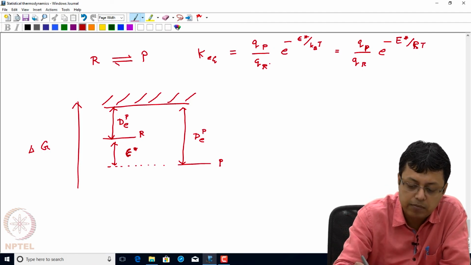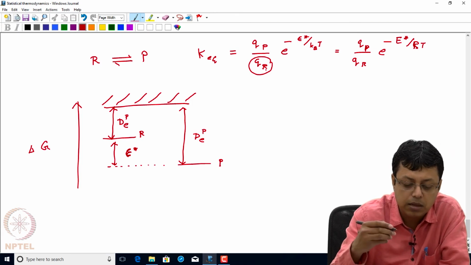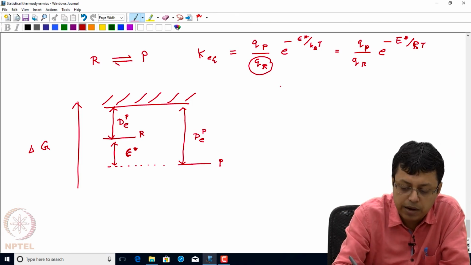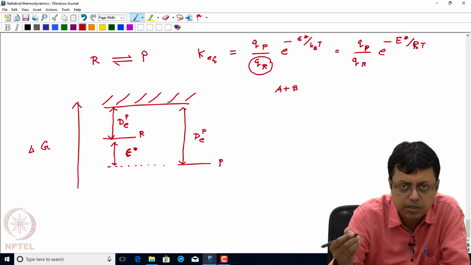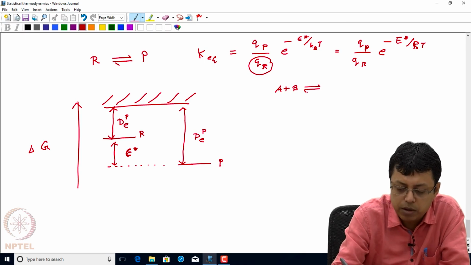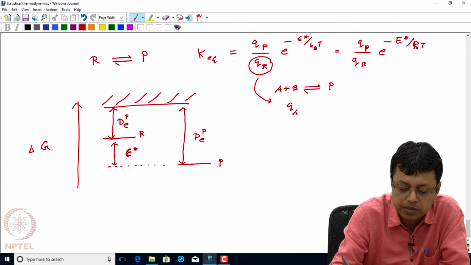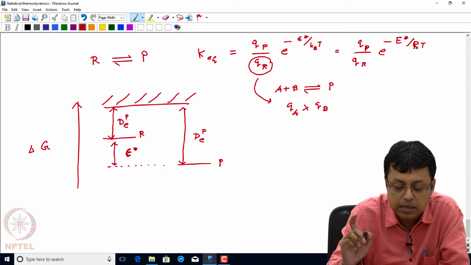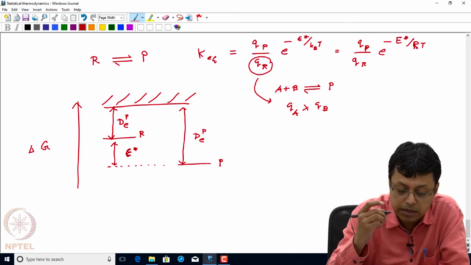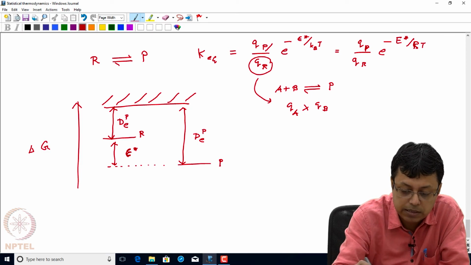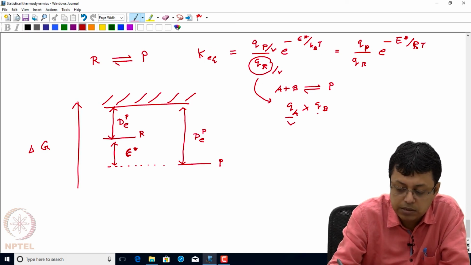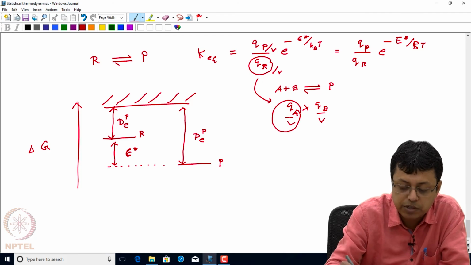First of all, you can have many reactants. Suppose A and B are the reactants, a bimolecular reaction giving you a product which is in equilibrium with A and B. Then this reactant partition function is nothing but the partition function of A times the partition function of B, and that is obvious. Secondly, although I have written it as a partition function, strictly speaking this is the partition function per unit volume. The reason is, remember, what will be the partition function of A?